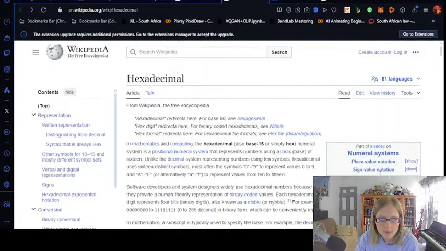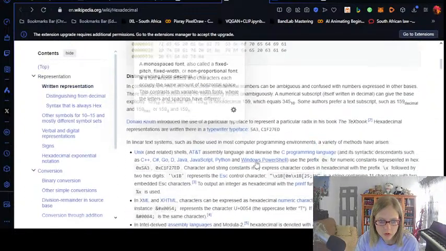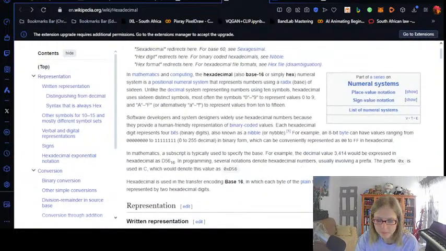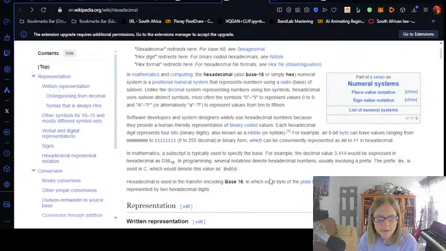On this website here, the second link, there are some things I wanted to just highlight to you guys. In mathematics, a subscript is typically used to specify the base. Remember, we're using base 16. For example, the decimal value 3414 would be expressed in hexadecimal as D56, and then you see there, almost like an underscore, it says 16.